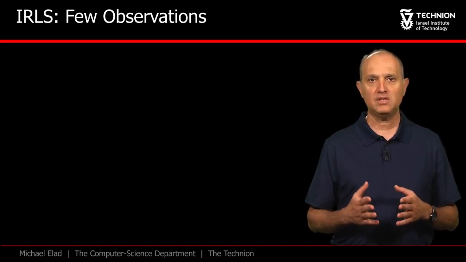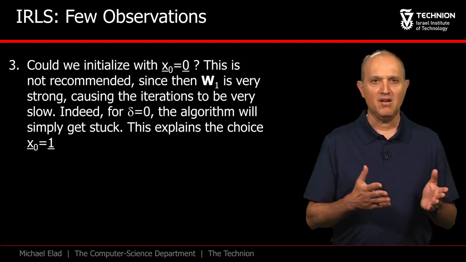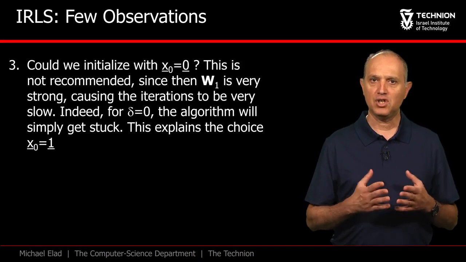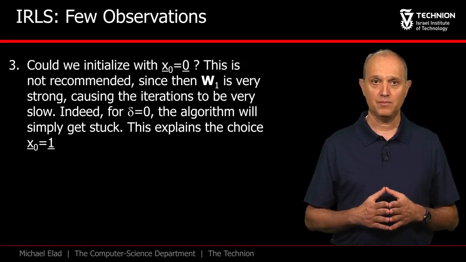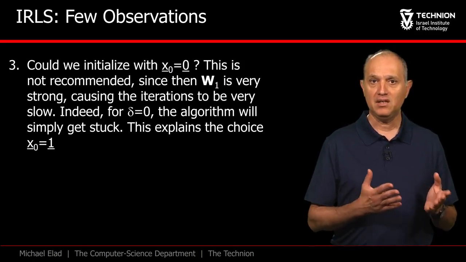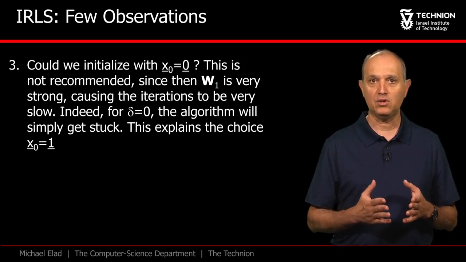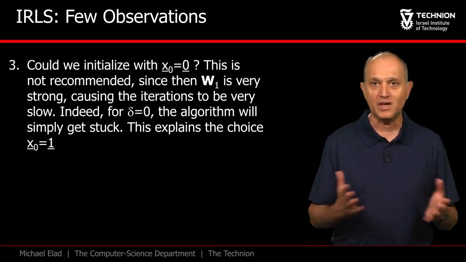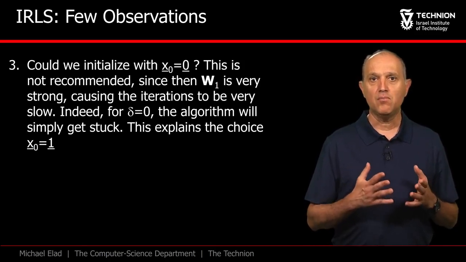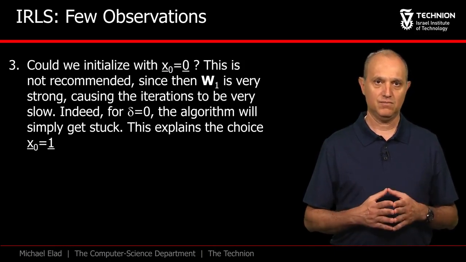I'm sure you have noticed that our initialization was a bit strange, choosing x0 to be a vector of 1s. Why? Well, remember that immediately after the initialization, we compute the weight matrix W. If we would have started with zeros, this W would have been the identity matrix multiplied by 1 over delta. This would have stalled the algorithm since this penalty is too aggressive. By starting with 1s, the algorithm gets a more relaxed starting weight matrix that enables a faster convergence.